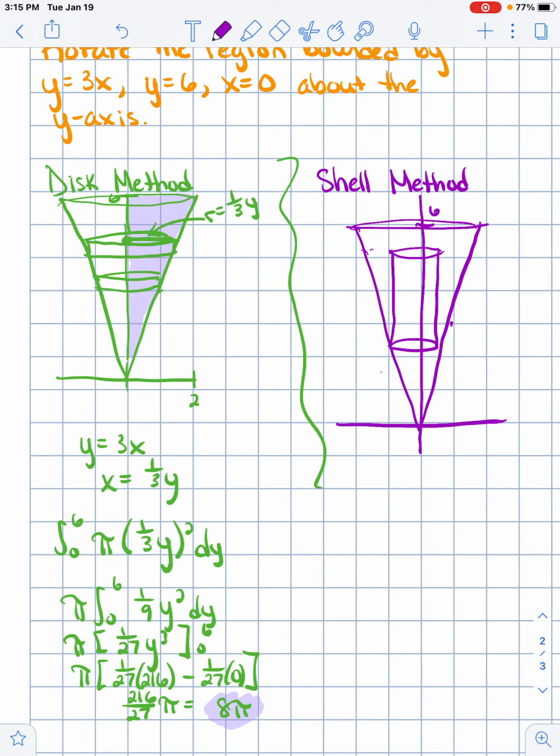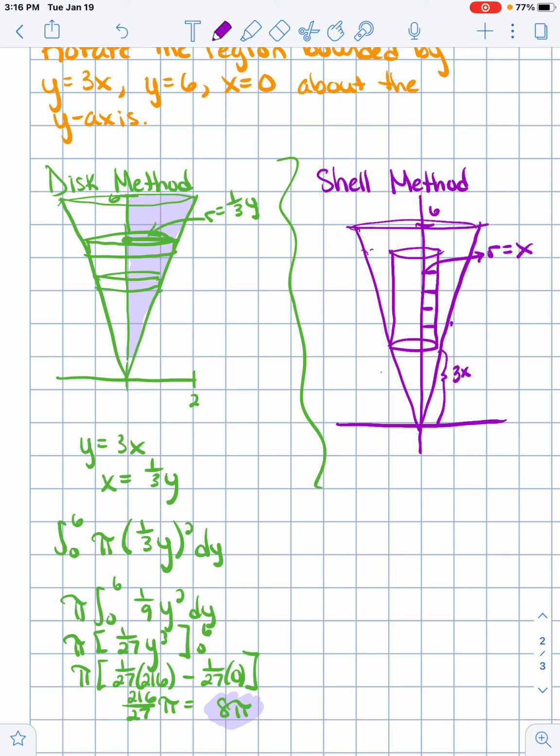The nice part about using the shell method this time is that the radius of this cylinder, no matter where we are, is all the same value. And since those are all horizontal radii, the radius is some x value. The same x value all the way down. The height is going to be determined by where we are on this function. So we need to find the height. Well, I know that from this point to here, that's 3x.